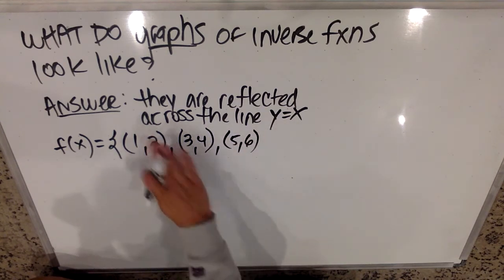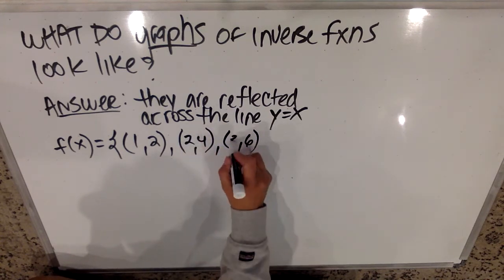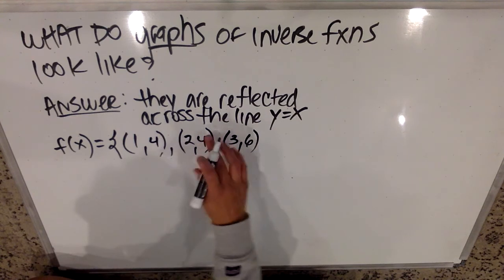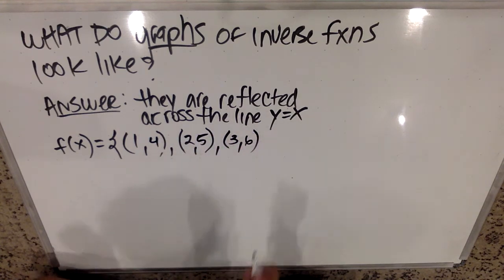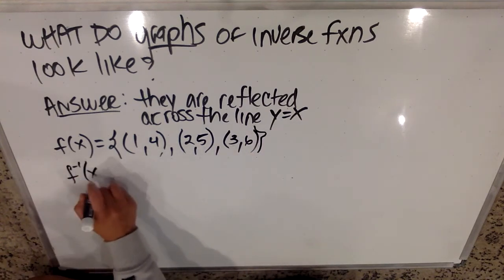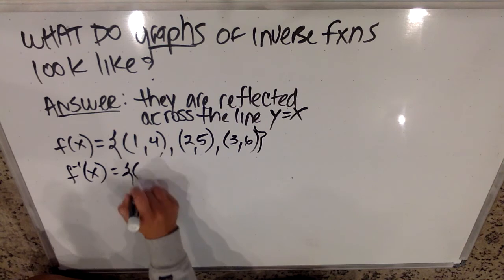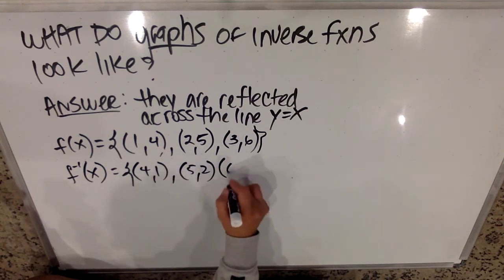Oh, I'm going to regret that. Hang on, let's make this a little bit easier. I want you to be able to see that the points are different. So f has the points (1, 4), (2, 5), (3, 6). Based on what we know about inverses, f inverse should be the exact reverse points: (4, 1), (5, 2), and (6, 3).